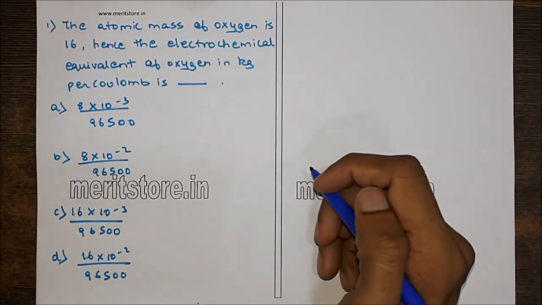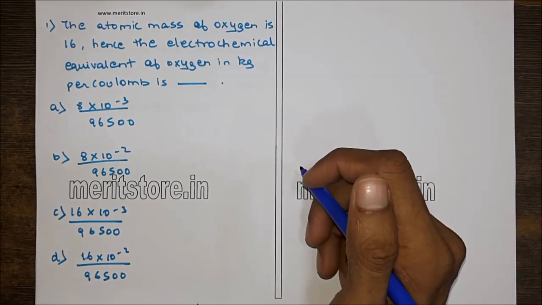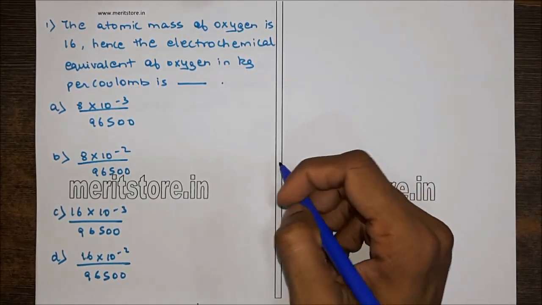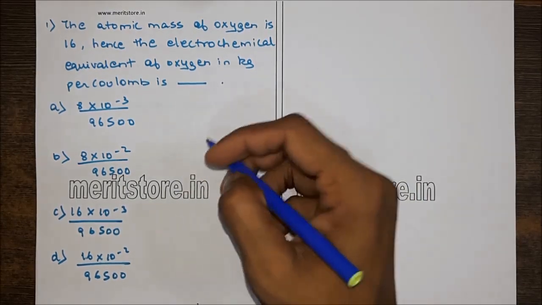Question 1. The atomic mass of oxygen is 16. Hence, the electrochemical equivalent of oxygen in kg per coulomb is. We give 4 options over here.